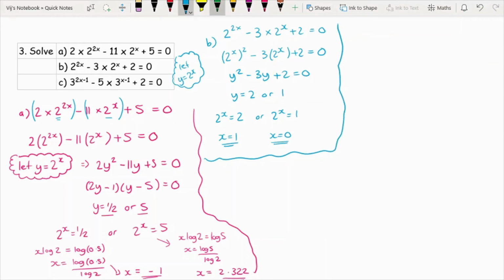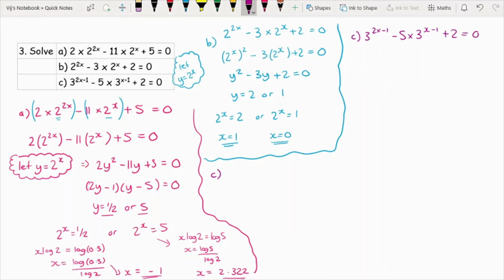So moving on to question C. Question C looks a bit more complicated. So actually let's start up here. Here we've got 2 to the power of x minus 1, minus 5 times 3 to the power of x minus 1, plus 2.